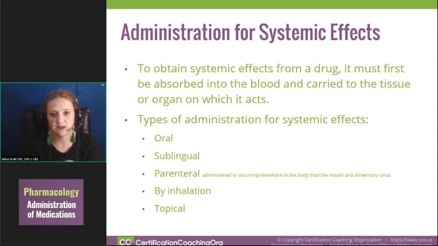There are several types of systemic administrations. We have oral, sublingual. This is a funny word, and I always say it wrong, but I went and listened to the way they say it because you put the emphasis in the wrong place, in my opinion. It's parenteral. And I went ahead and put a little definition there for you: administration or occurring elsewhere in the body other than the mouth and alimentary canals. So ultimately, for the most part, this means you're being injected with something, a syringe, right?